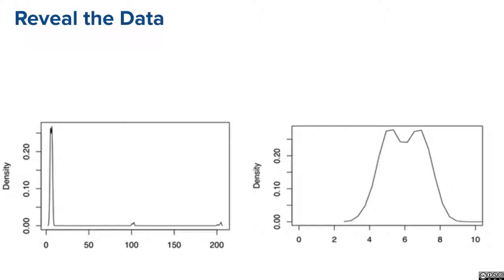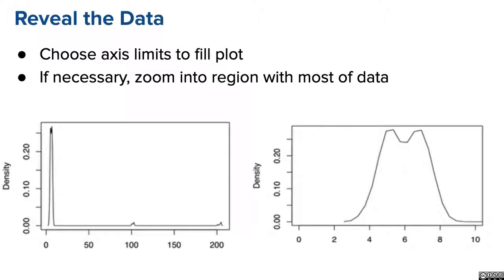Another use of scale is to reveal the data. Oftentimes you'll get data that have a heavy tail, like the one shown on the left here. So we have one big spike at 10, but then two more really small spikes at 100 and 200 or so. What we can do is choose the axis limits to fill the plot. You don't have to show all the data within a single plot. Sometimes it's useful to zoom into a plot to reveal the pattern there. Once I zoom in, there are 2 smaller peaks at 5 and 7, and not necessarily just one big peak.